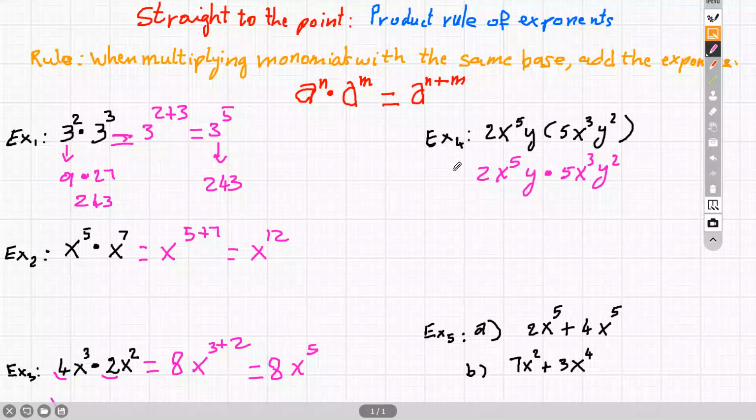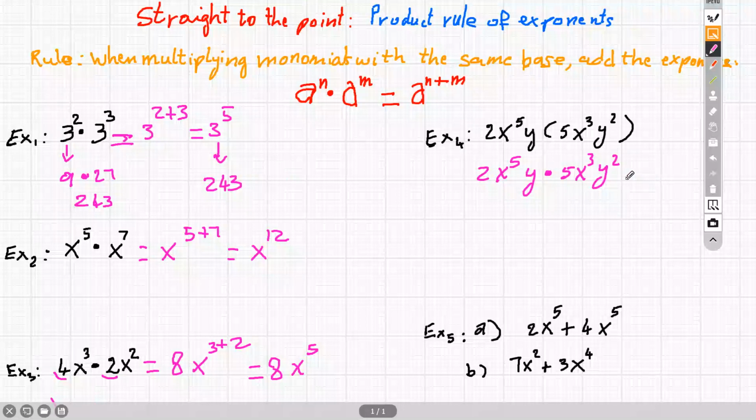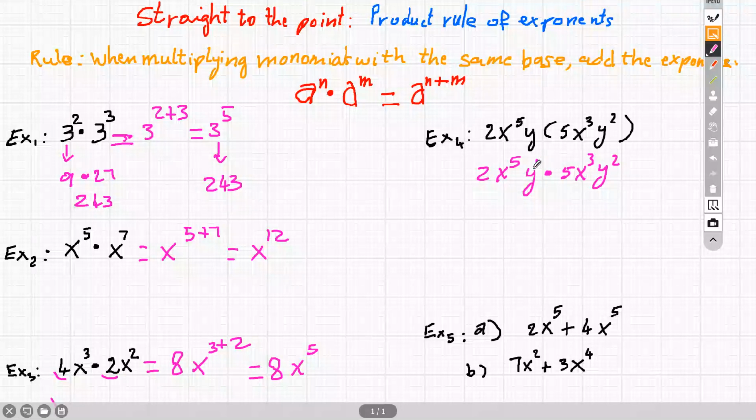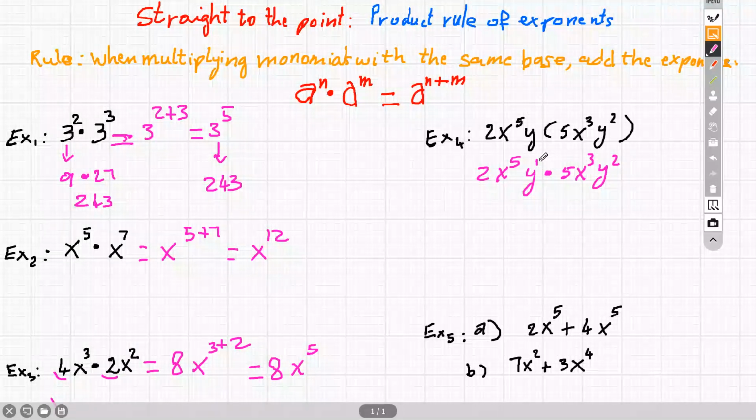Since we are going to be applying the rule, let's make sure that we put the exponent on the variables that don't have exponents. For example, y right here, the exponent is 1. When you don't see an exponent on the variable, the exponent is 1. Remember, anything to the exponent of 0 is 1. So if there is a variable, that means the exponent is at least 1.